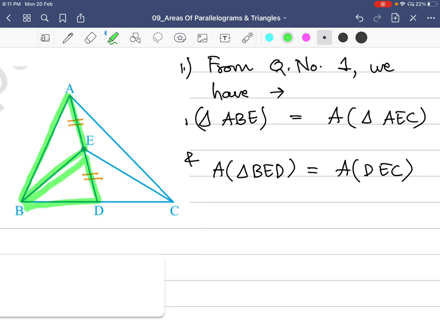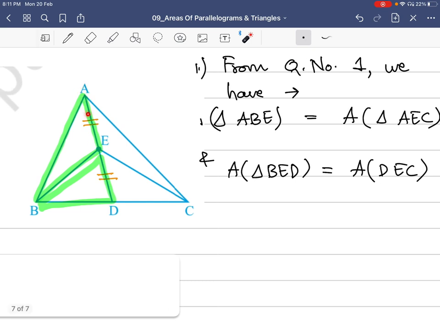Now, if two triangles have equal bases, so this is the base AE and this is the base ED for this triangle, and if they lie between the same two parallel lines, so this is my parallel line AD, I need to construct another parallel line which will pass through this point B. So that is what I am going to do right now. Let us draw a line which passes through point B and is parallel to AD. Okay, and I'm going to just move it a little bit down.